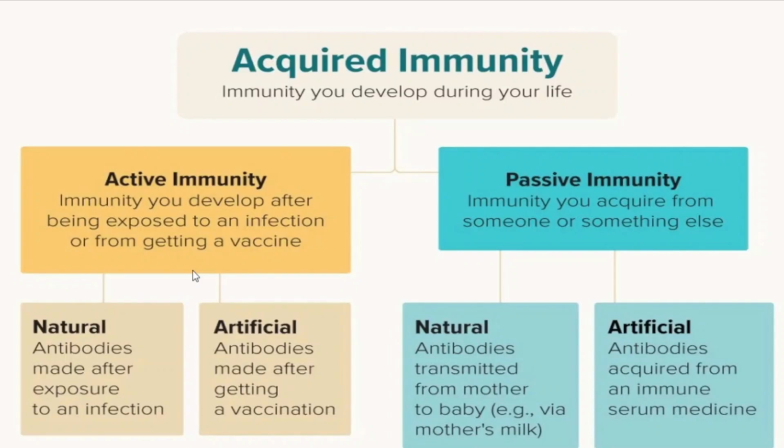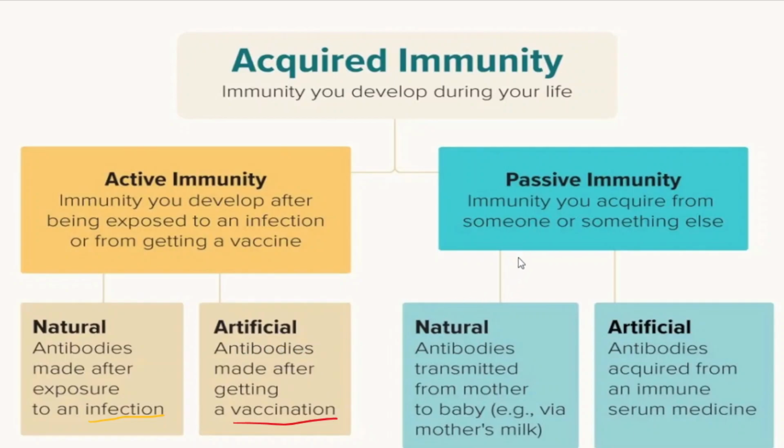Acquired immunity can be active or passive. Active immunity is what we develop after the exposure to an infection, and passive immunity is the immunity we get from someone or artificially inserted. Active immunity can be natural, through the production of antibodies after the exposure to an infection, whereas it can be artificial by vaccination. The concept of vaccination depends on the artificial acquired immunity.